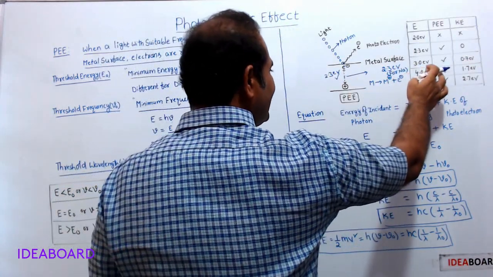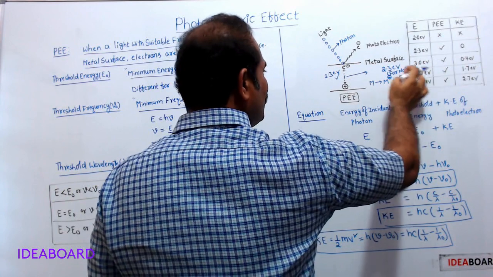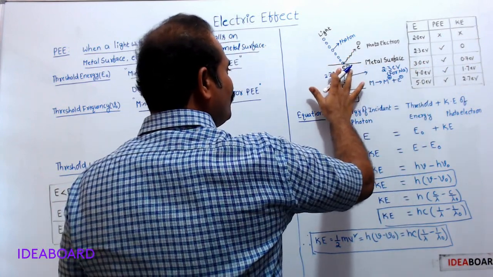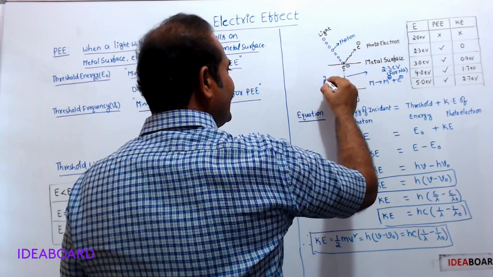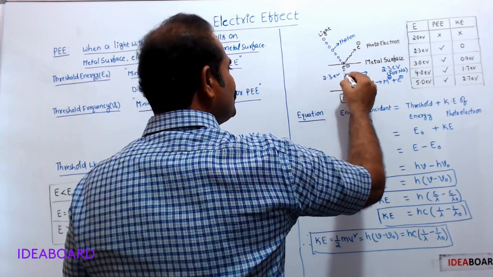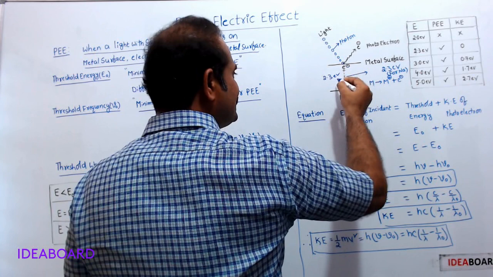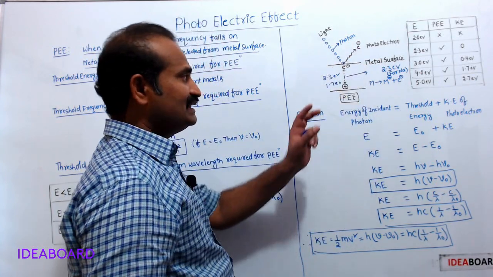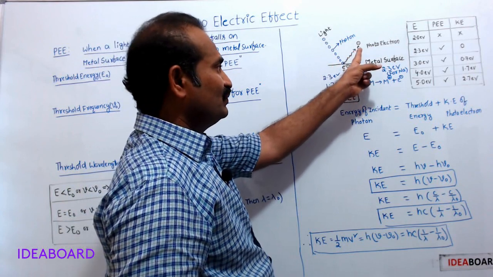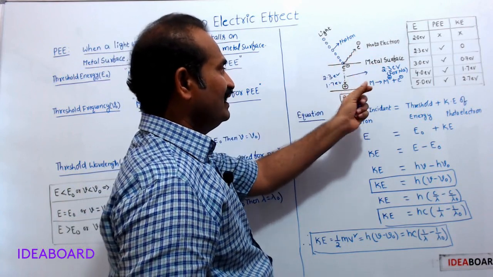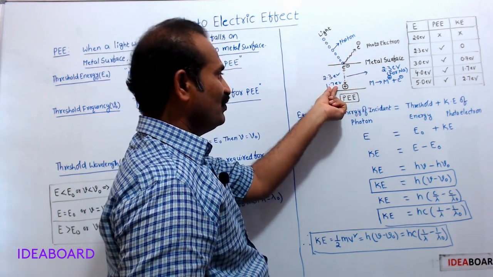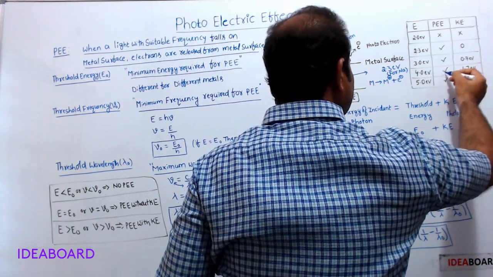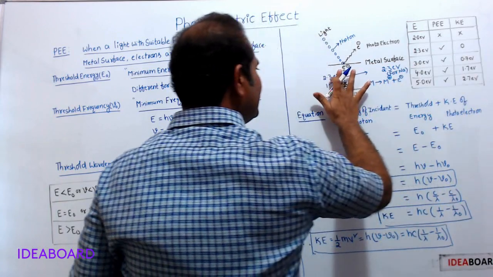Suppose instead of 3 electron volts, 4 electron volts is supplied to this electron. Here again, 2.3 electron volts is utilized for breaking this bond. The remaining 1.7 electron volts turns to kinetic energy, and the released electron moves away by using this remaining 1.7 electron volts. Therefore, here also the photoelectric effect takes place. Moreover, kinetic energy will be there.